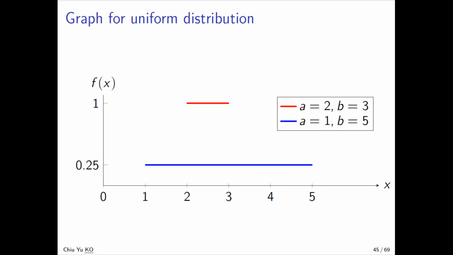So here is the graph for the uniform distribution. If a is 0 and b is 4, the height is 1/4, a quarter, and a quarter times 4 is 1, because the area under the curve is the probability.